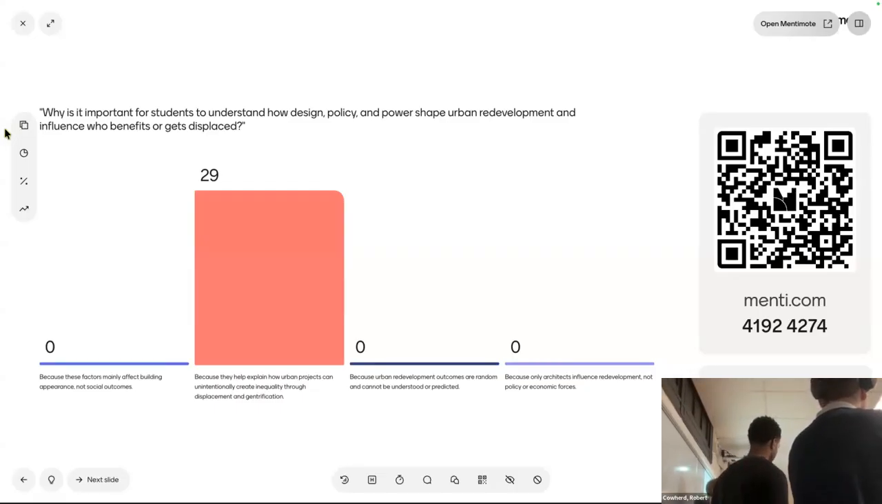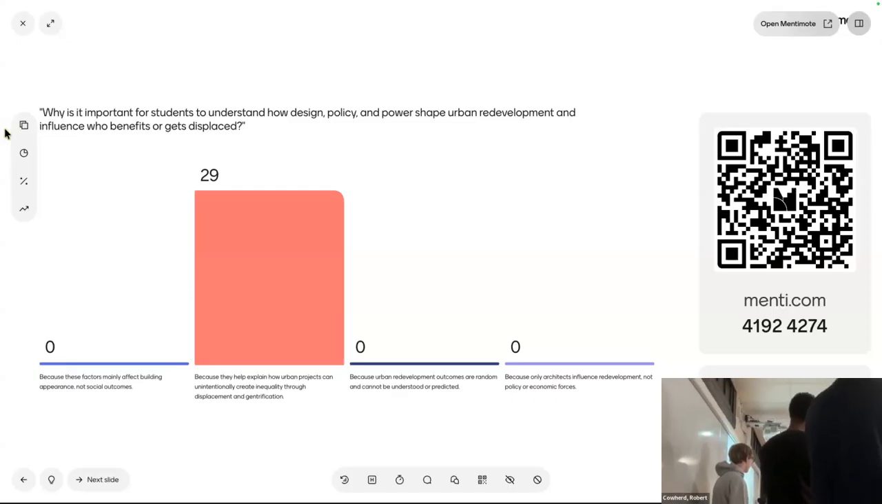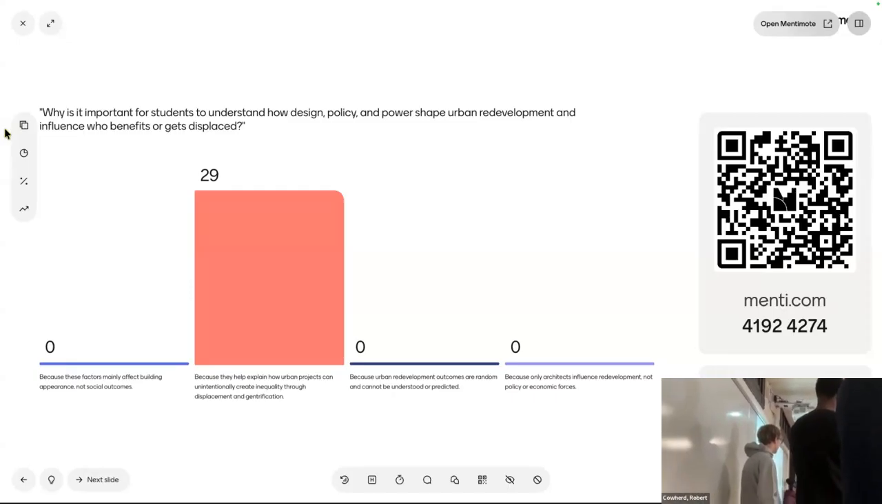In the same line, let me read the next one. I'm going to challenge you to select the word that we can change to ask us for more agency in our projects. So what is the word that I can change or eliminate that will invite us to have more agency in our design? It says, because they help explain how urban projects can unintentionally create inequality through displacement and gentrification. What is the word that I have changed here? Unintentionally. Yes. Is it unintentional that the project creates inequality, or is it intentional?